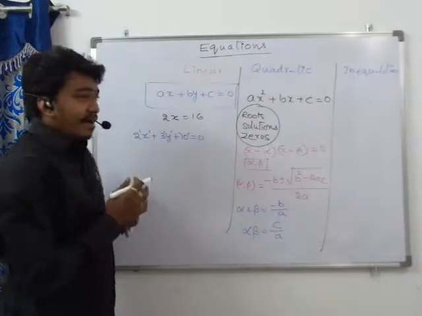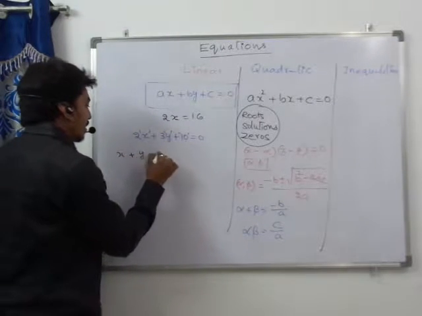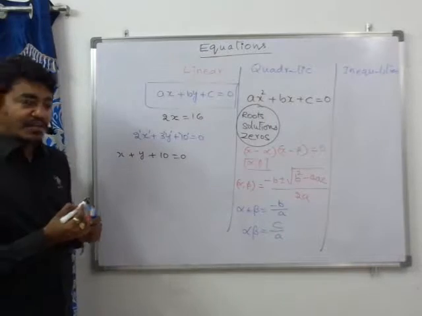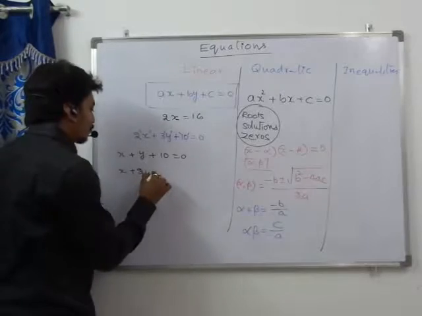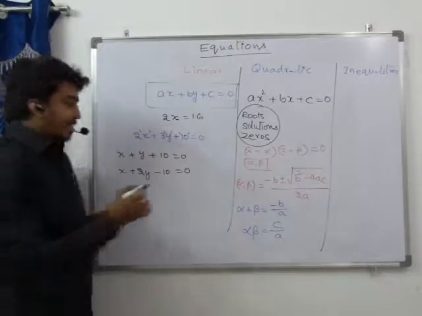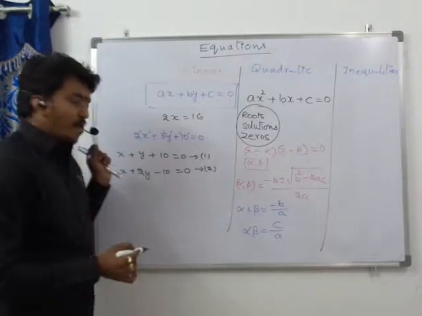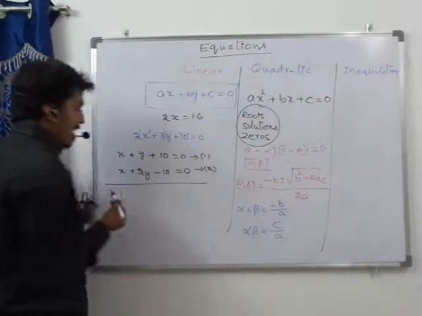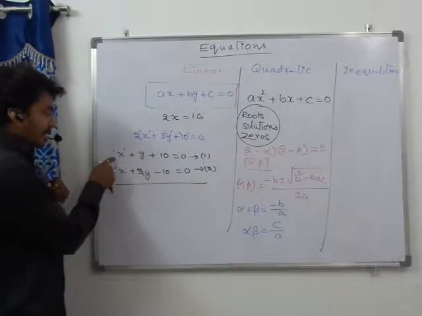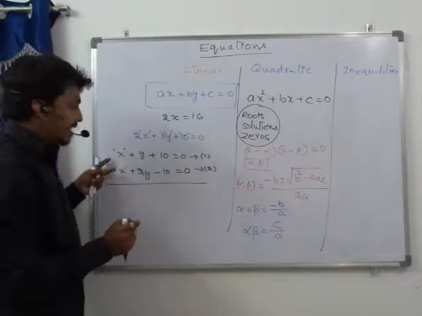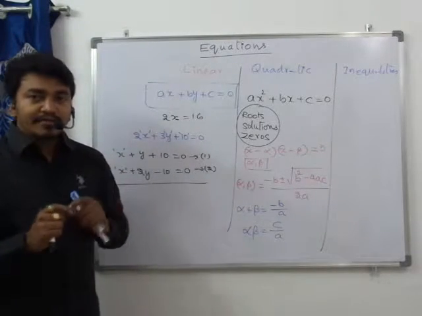Now let us understand how to simplify two equations. For example, I have one equation x plus y plus 10 equal to 0, and the other equation x plus 2y minus 10 equal to 0. Let us take this as equation 1 and this as equation 2. For our understanding, I am taking a small example. Now I am trying to eliminate the value of x. Before eliminating, make their coefficients the same. If you want to eliminate the x value, make the x coefficient the same. If you want to eliminate the y value, make the y coefficient the same.